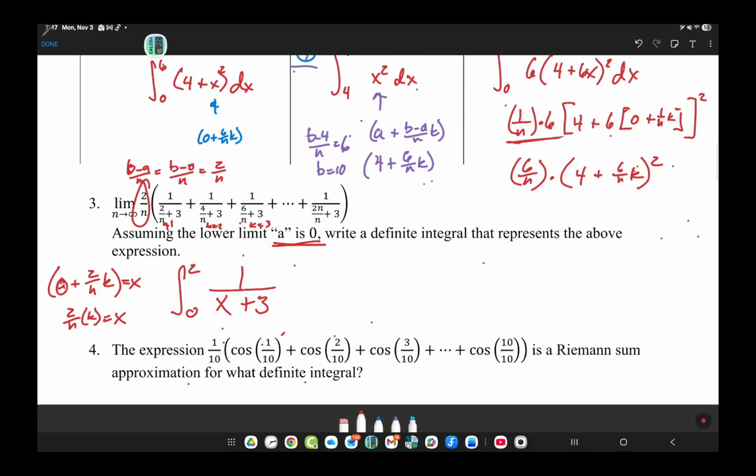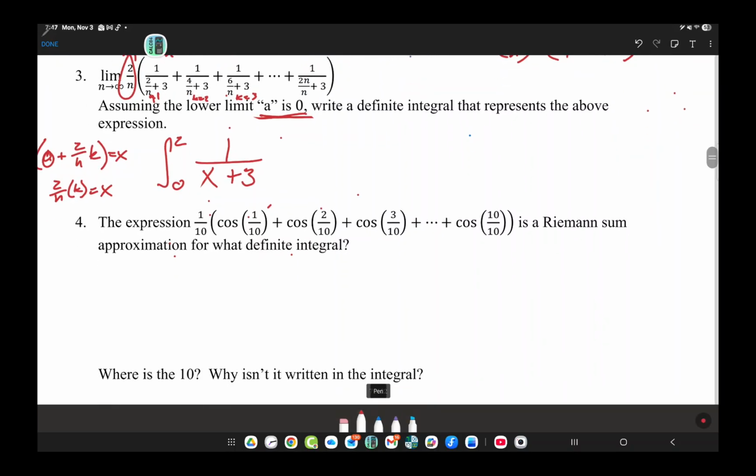Now, you do have to read the questions carefully because number 3 tells me that assuming the lower limit is 0, what definite integral represents the above expression. This one says the expression is a Riemann sum approximation. Okay, the approximation means that we are not using n going to infinity. This has a certain set of n values. In fact, in this case, n is equal to 10, because that is your denominator. N is 10. So we have 10 rectangles.